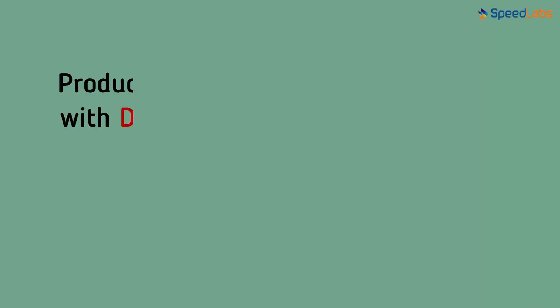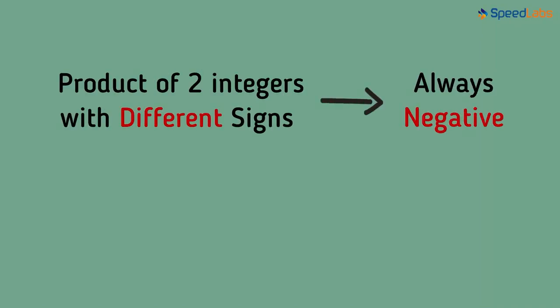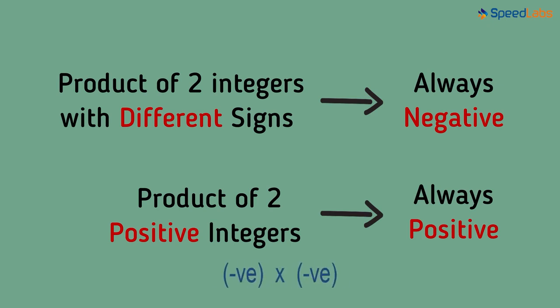We have seen that the product of two integers with different signs is always negative. And we also know that the product of two positive integers is always positive. In this lesson, we will see multiplication of two negative integers.